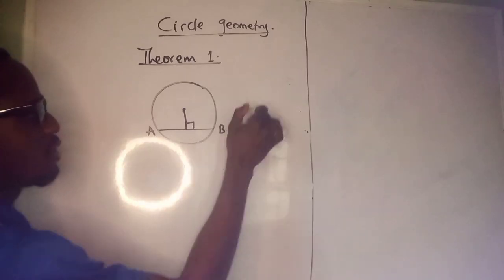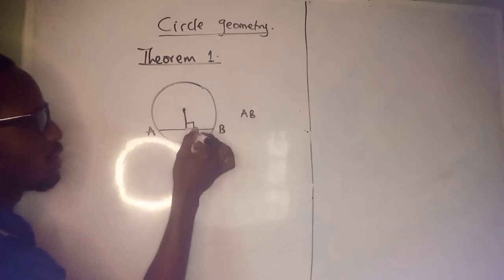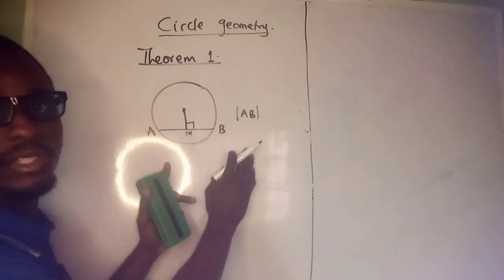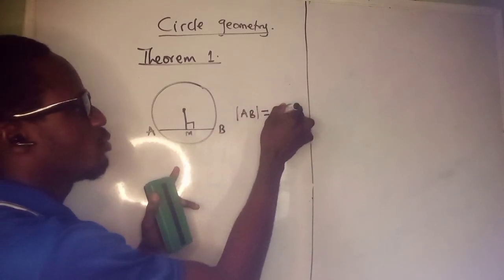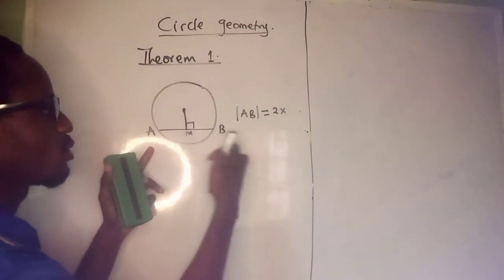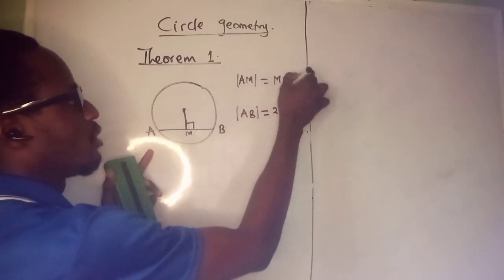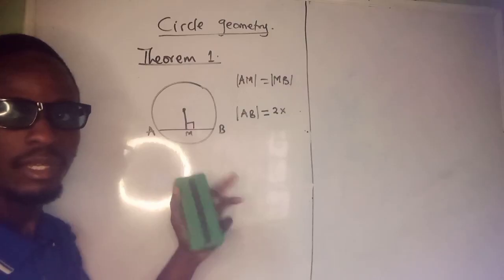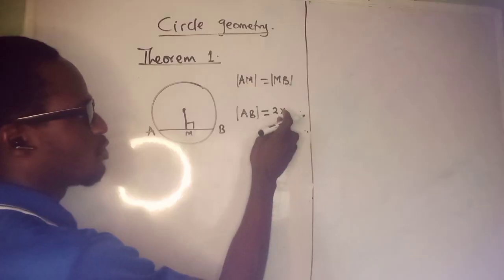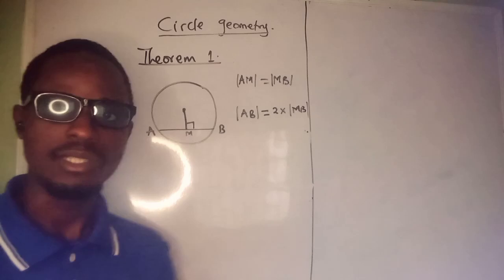So now, at this point where the line touches the chord, I can put it as point M. So AB, which is the full length of the chord, is equal to 2 times MB or 2 times AM, whichever one. Because AM is equal to MB, they are 2 equal lines, because the line coming from the center bisects the chord into 2, so it can be 2 times MB or 2 times AM, it is still the same.